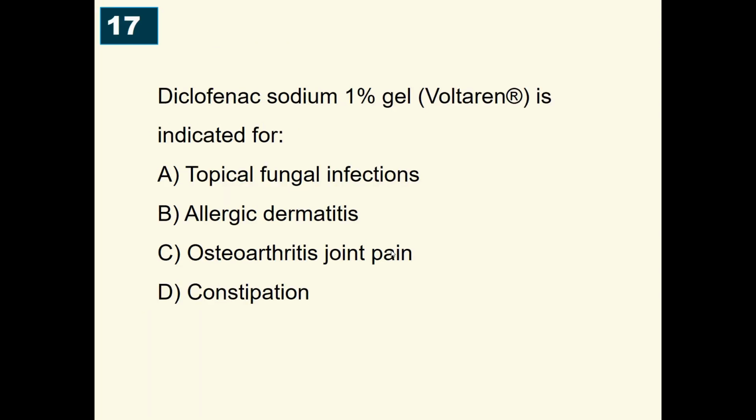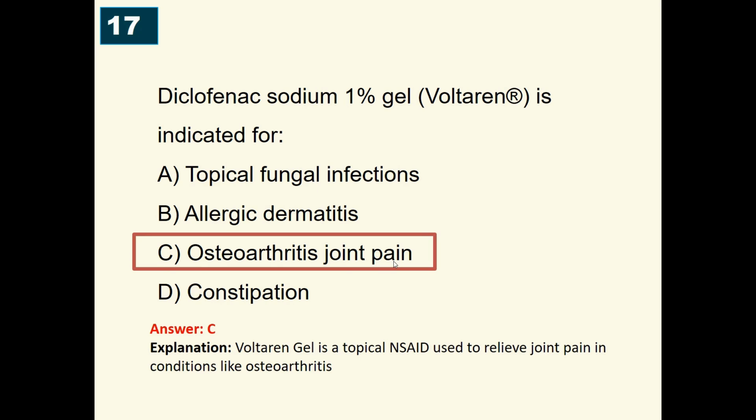Diclofenac sodium gel is indicated for A. Topical fungal infections, B. Allergic dermatitis, C. Osteoarthritis for joint pain, and D. Constipation. The correct answer is osteoarthritic joint pain. Voltaren gel is a topical NSAID which is used for joint pain in osteoarthritis.